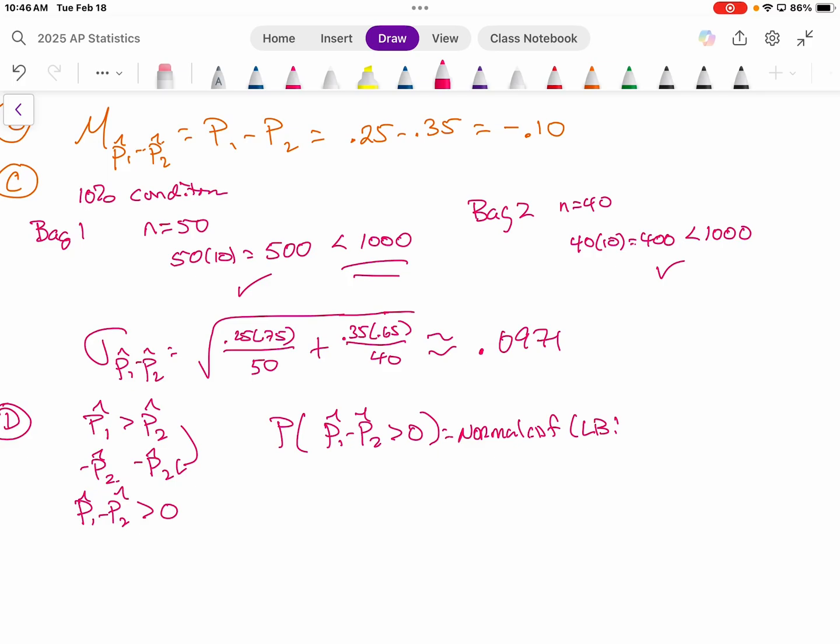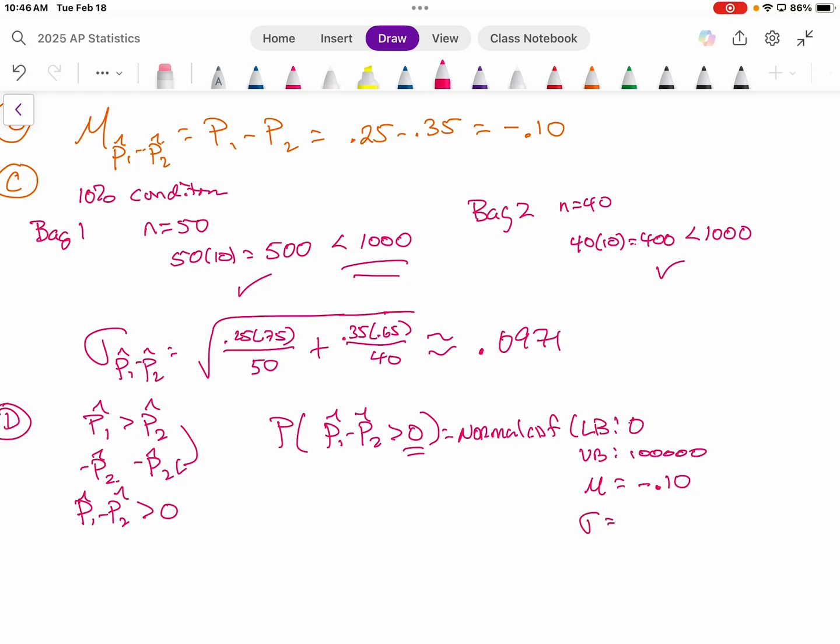So now, here's my lower bound. I'm trying to see, is it positive? Is it greater than 0? So my lower bound is 0. My upper bound, some really big number. I'm going to go 10,000. I'm going to go 100,000 fishies. Technically, you could probably stop at 1,000 fishies, but I'm just going to go ahead and put a big number. Our mean in this case was negative 0.10. And then our standard deviation.